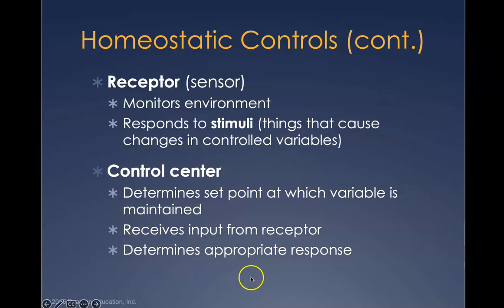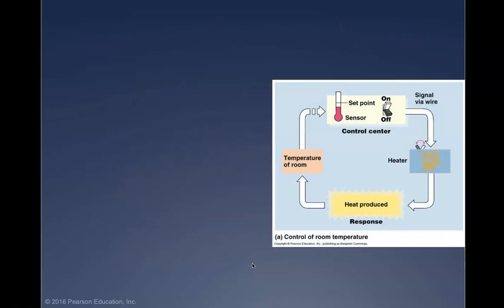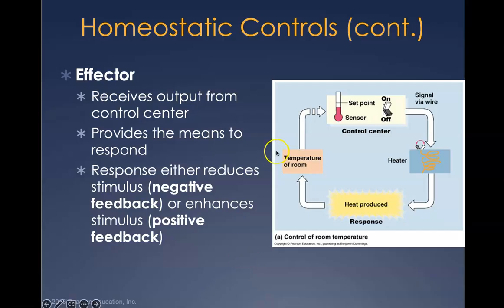And then it's going to receive input from the receptor, and then it's going to determine what the appropriate response will need to be to bring us back up to homeostasis. So pretty easy so far, right? And then our effector is going to receive output from that control center, and it's going to provide the appropriate response to either bring us back to homeostasis, we'll talk about that as a negative feedback mechanism, or enhance the original stimulus, which is more unusual, and we'll talk about that as a positive feedback system. But most of the time, we're trying to get back to homeostasis. So our negative feedback mechanism is going to be the big one.